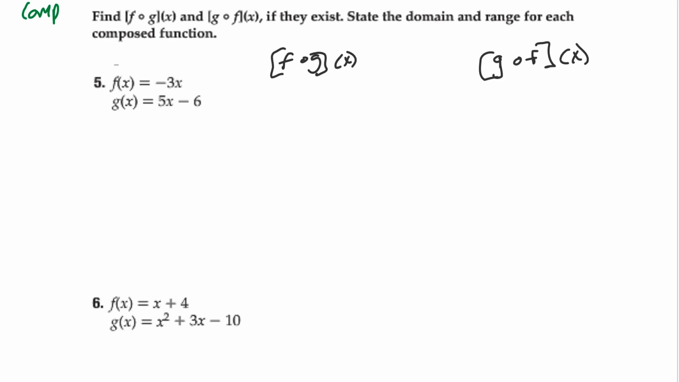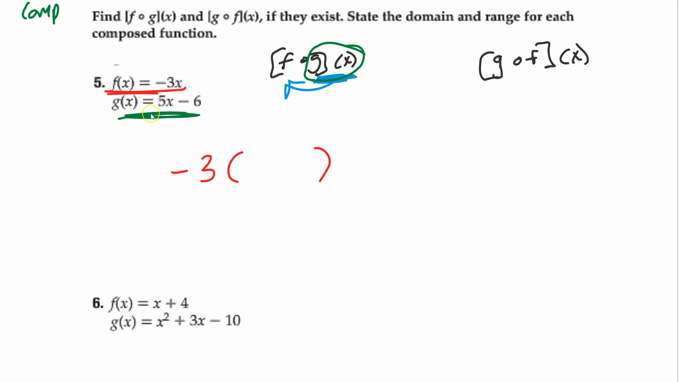So here's f of x. Here's g of x. And then the way we do this is always the same way. We're going to plug inside into the outside. So I always ask, what's the outside function? Our outside function is f, so write it. So f is -3 times something, right? That's what f is. We're going to plug g into that.